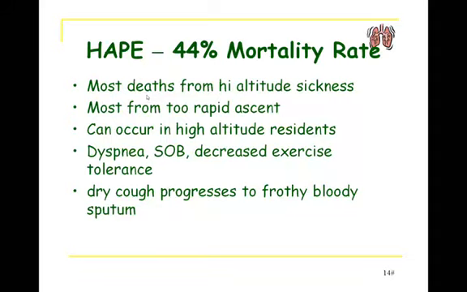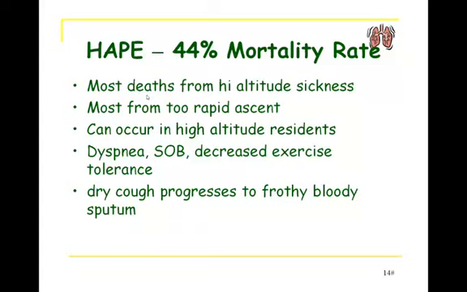HAPE and HAC are like extremes. Generally most people feel a little crummy, they don't feel very well. Generally what they say is ascend very slowly, and avoid real heavy exercise for the first 3 days of going to the new environment. But what I'm going to list for you is the extreme cases.